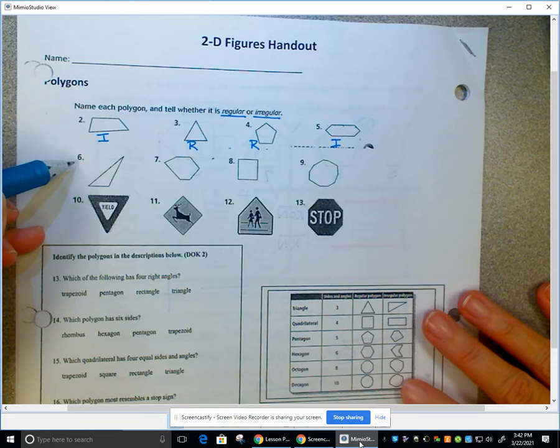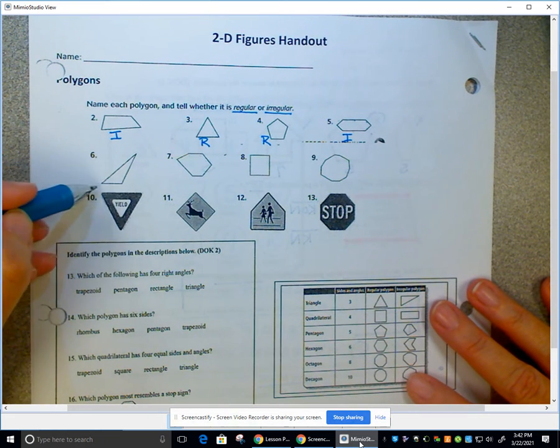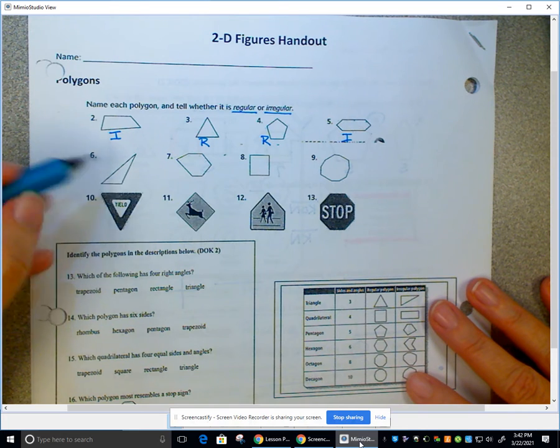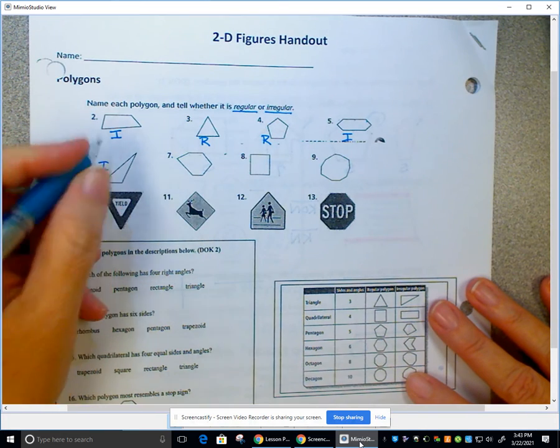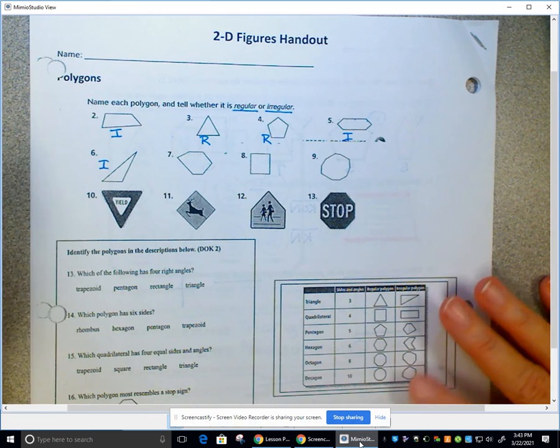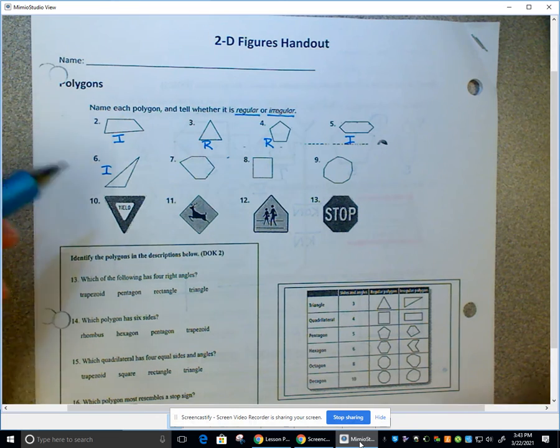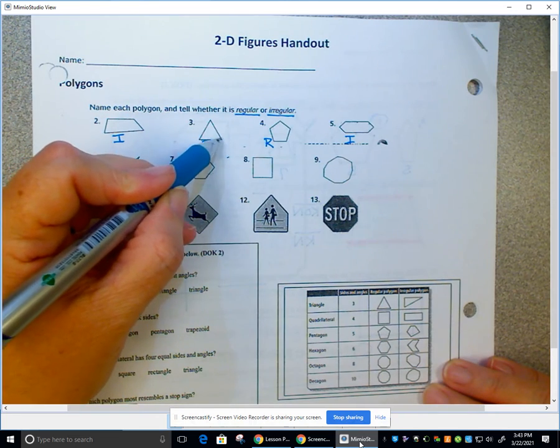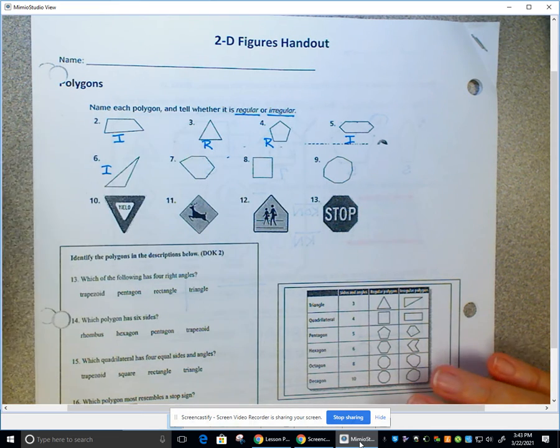Number 6, we know that's a triangle, regular or irregular. I hope you said irregular because all of the sides are different lengths. Remember, for it to be regular, all of the sides have to be exactly the same. Even the angles have to measure the same.